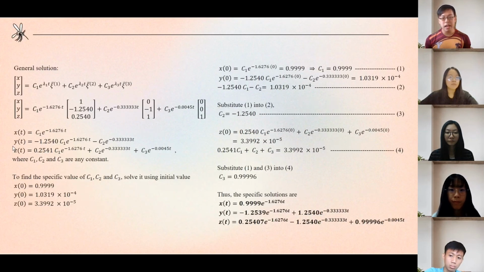Next. With the eigenvalues and eigenvectors obtained, we will place them into the general solution, and we will get three equations with C1, C2, and C3 not yet found. So we have to insert the initial values and assume t equals 0, and this will lead us to the values of C1, C2, C3 as shown in the slide. Hence, place all the C values into the three equations, and we will get our specific solution as shown in the slide.